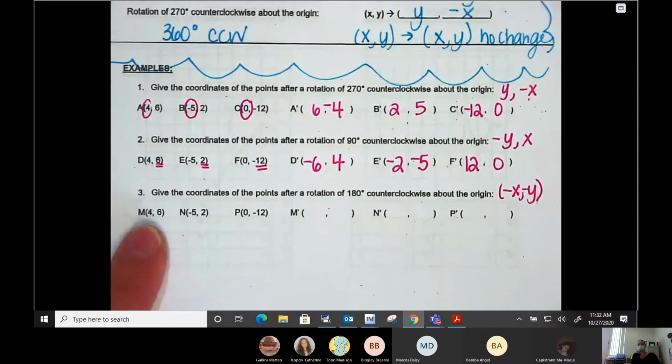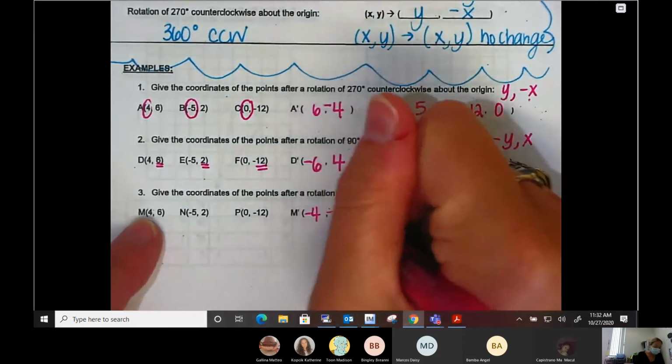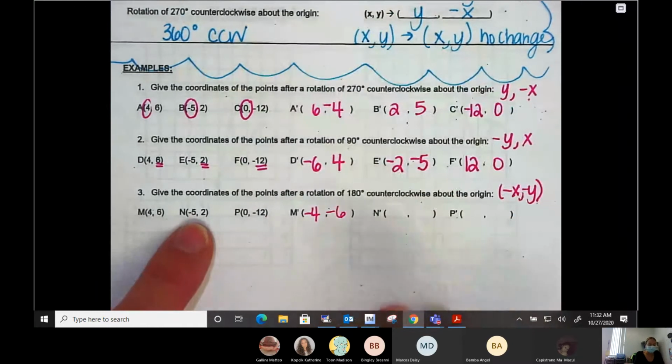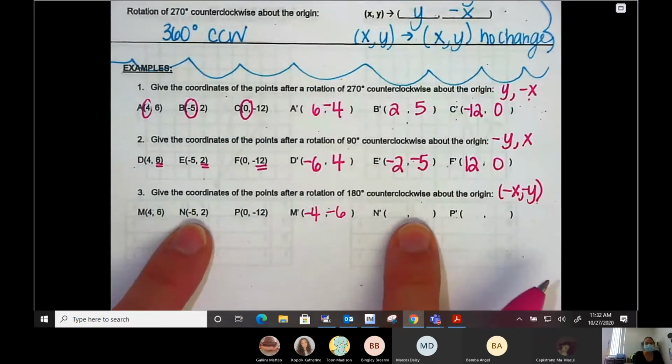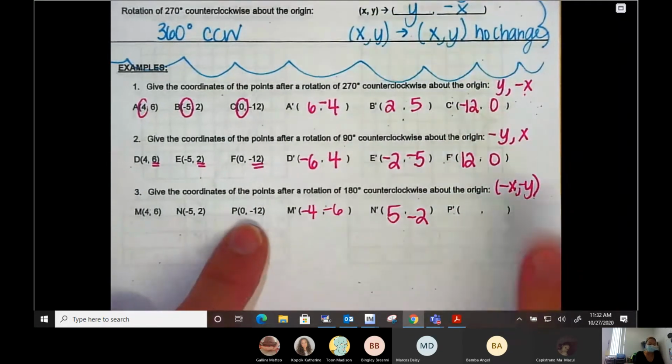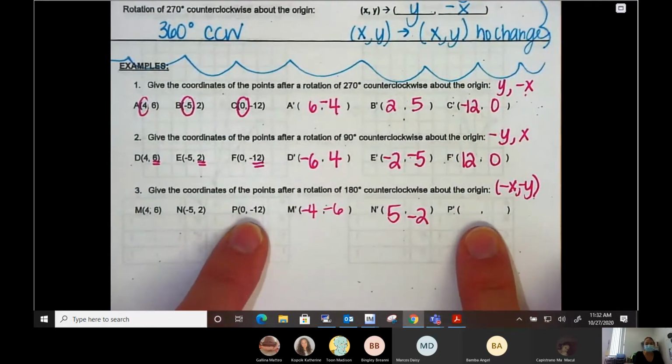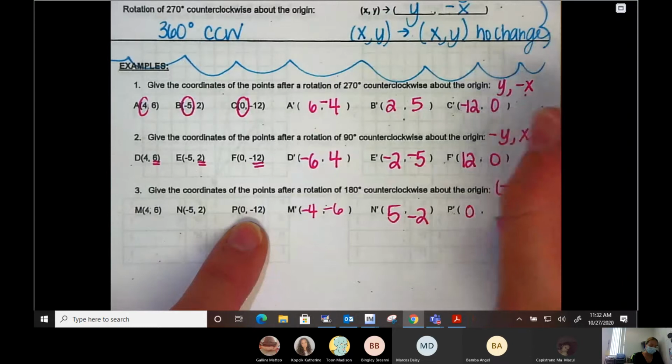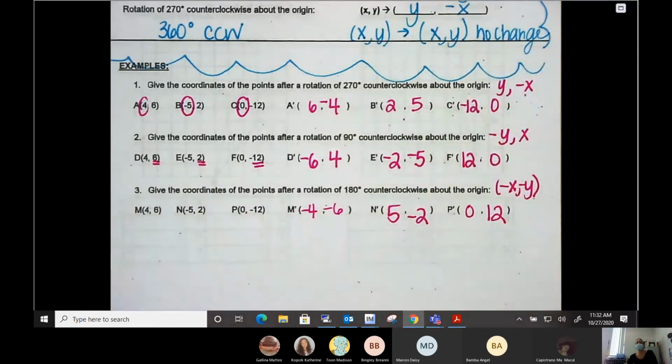So if I had positive 4, positive 6, what should that become? Negative 4, negative 6. If I have negative 5, 2, what should that become? 5, negative 2. And if I have 0, negative 12, what does that become? 0, 12. Good. So if you can follow the rules, the rest of it is super easy.